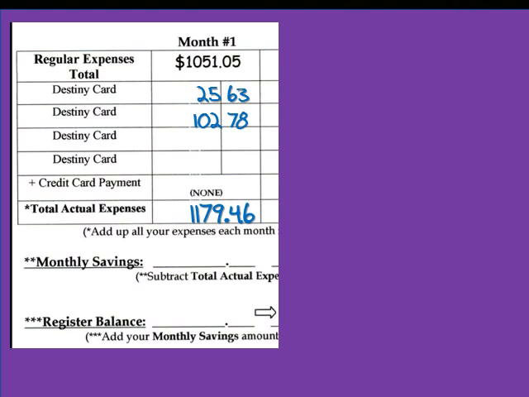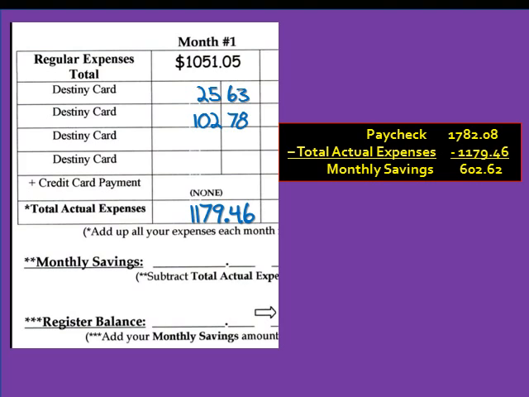Next on our expense sheet, we need to determine what our monthly savings have been. So we need to take our paycheck of $1,782.08. We need to subtract our total actual expenses. That's everything we just added up, and that's our $1,179.46. That leaves us with a monthly savings of $602.62.